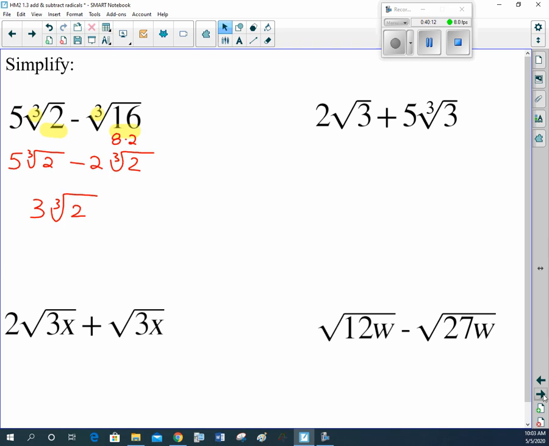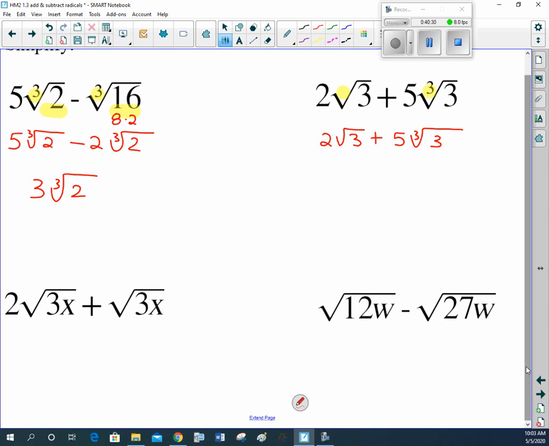Over here, we have different index numbers. We have the same radicand, but different index numbers, so we're not going to be able to add those. Answer is 2 root 3 plus 5 cubed root of 3. That's simplified. Okay, is it any different with variables? You just still have to check the radicand. Have to have the same index number, same radicand. Okay, this one has the same index number, has the same radicand, so 2 plus 1 is 3. So this is 3 square root of 3x.